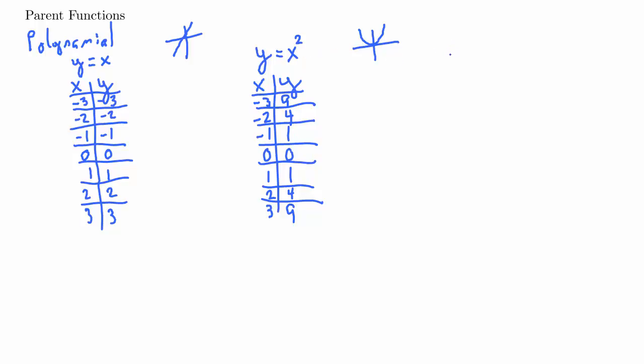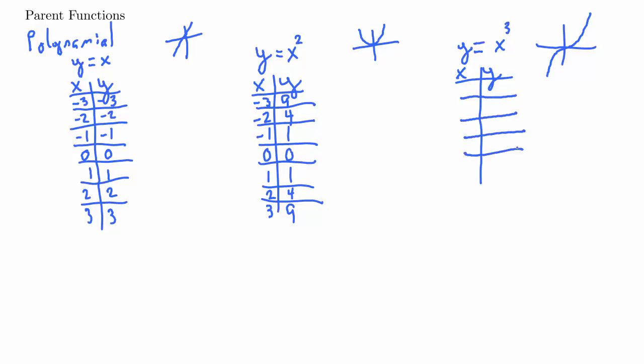We can also go to higher degrees. We can go to y equals x cubed. Now, if I was to graph y equals x cubed, here's what it would look like a little bit. It looks kind of like a weird S whenever you graph it. And again, I could do an XY table and start with -3, -2, -1, 0, 1, 2, and 3.